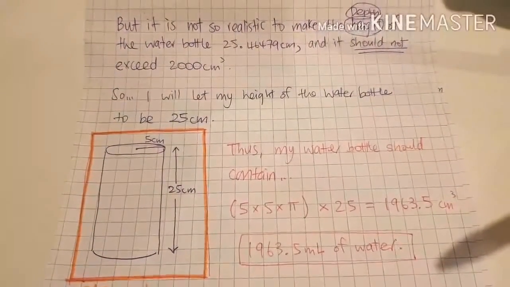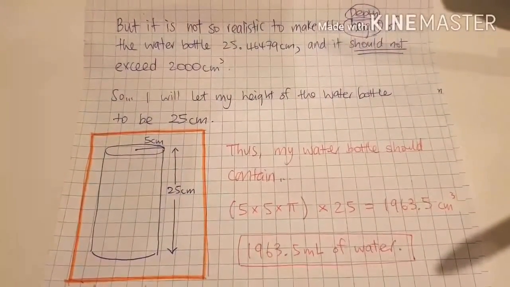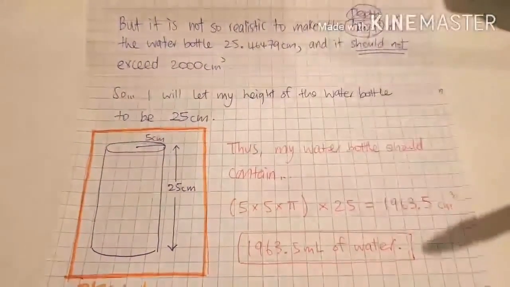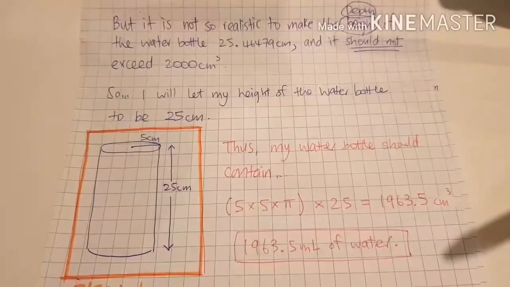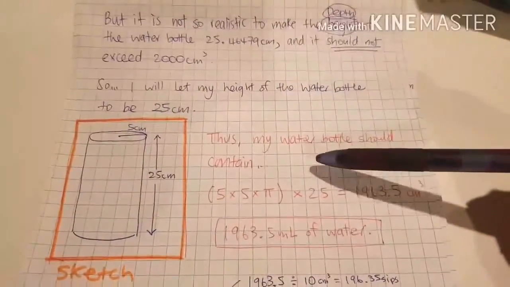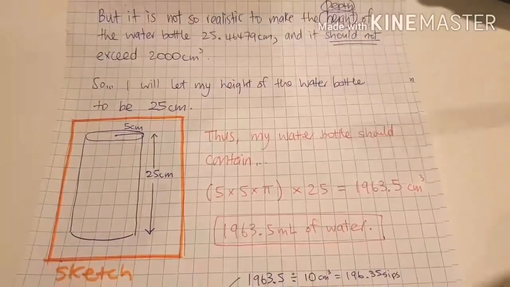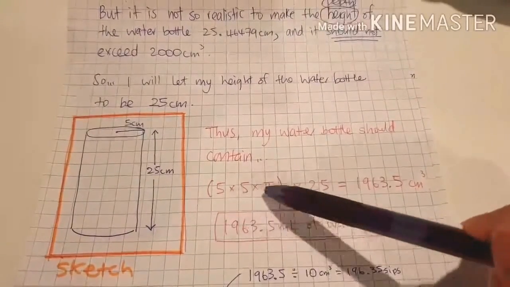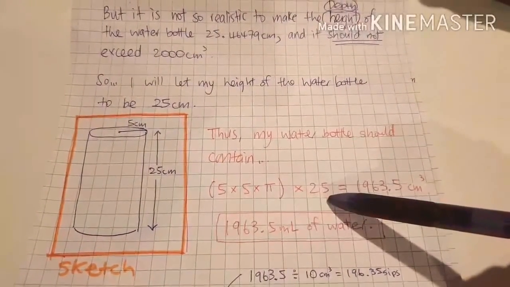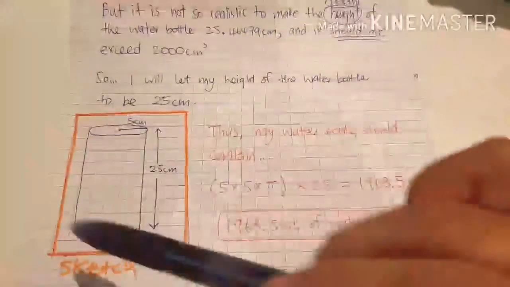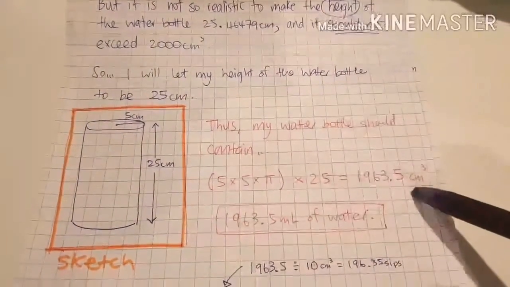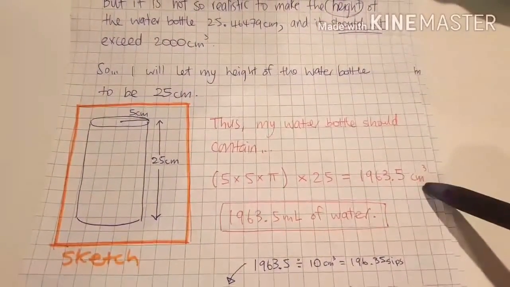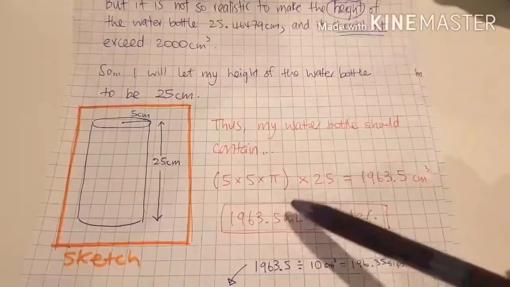I'll let the height or depth of the water bottle be 25 centimeters. All these numbers you're making up to make the volume about 2000 milliliters. So I wrote it: my water bottle should contain, I'm talking about the volume, the base area 5 squared pi times the depth 25. So the volume of the water bottle that I designed should contain this much water. You see that I changed my unit into milliliters because we're talking about the liquid, the water.